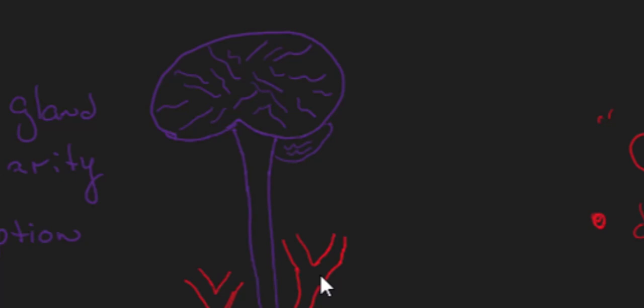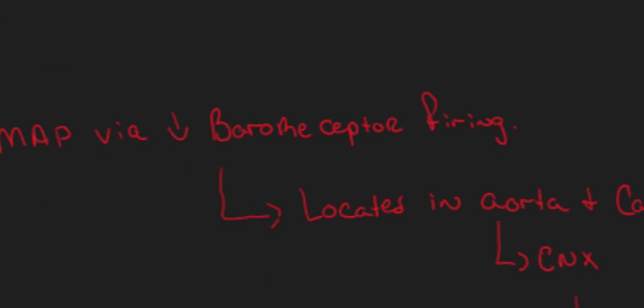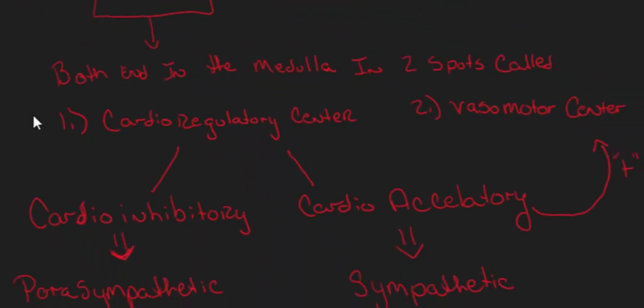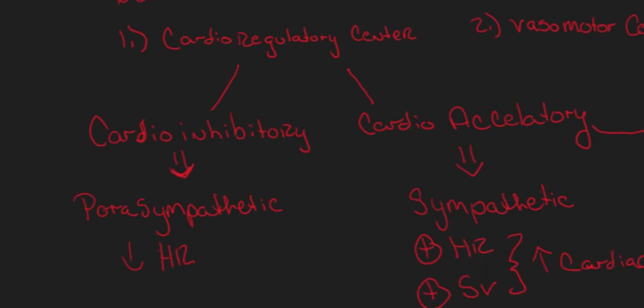All right. So how does all that little part work? Inside your medulla, you have two areas. Those two areas are called your cardioregulatory center and your vasomotor center. Now your cardioregulatory center has two sections inside it. You have your cardioinhibitory system, and then you have your cardioacceleratory system.